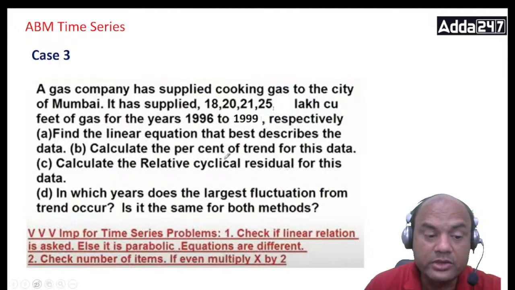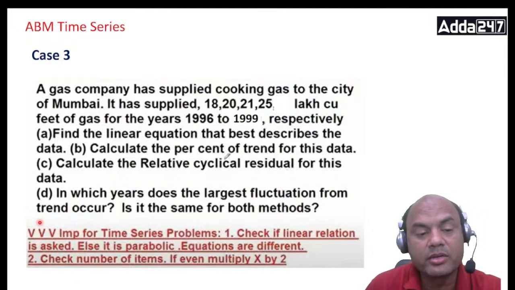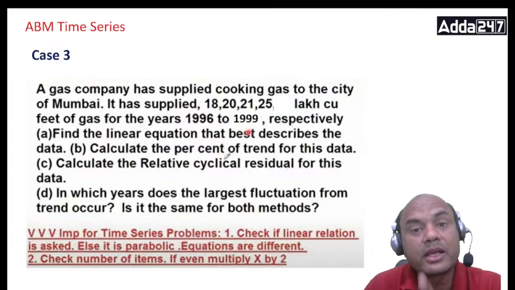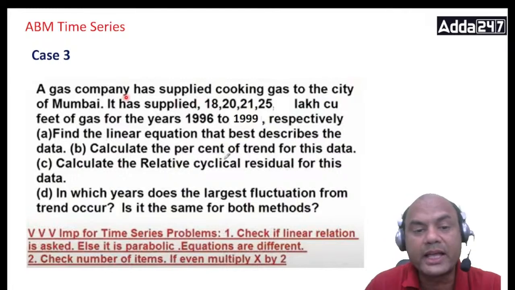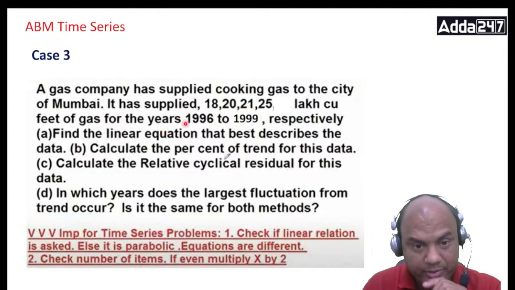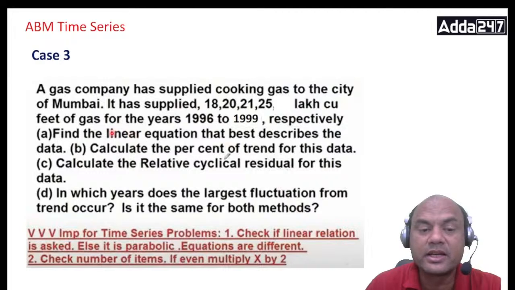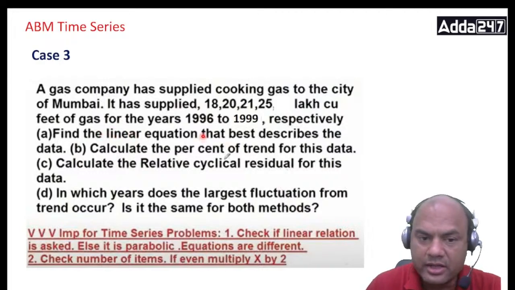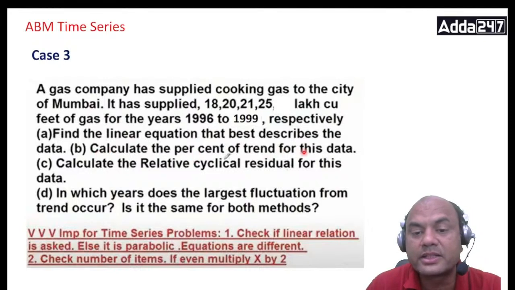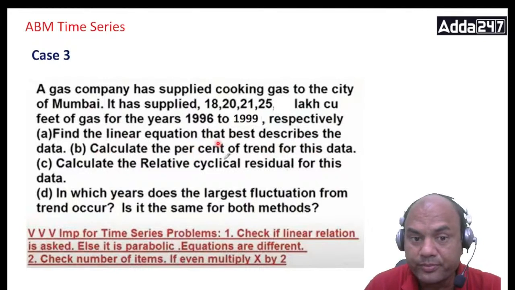Now, here we are not stopping. You will say numerical end, lecture end, but we have some more theory and some important numerical remaining. A gas company has supplied cooking gas to the city. These 4 years, 18, 20, 21, 25, from 1996 to 1999, 4 years. Now look at the problem. The problems are different over here. First it is said linear equation. Done, simple. Second, look at this. B: calculate the percent of trend in this data. Percent of trend, something new.